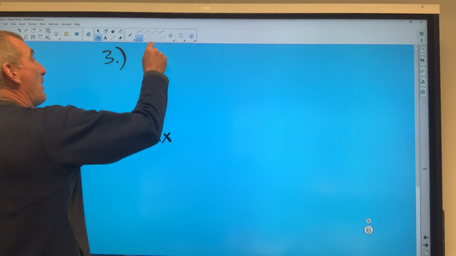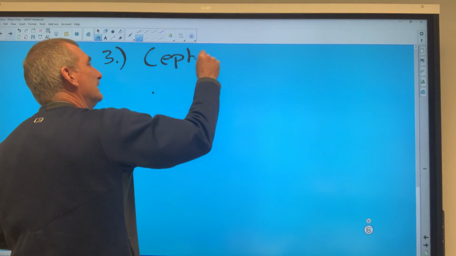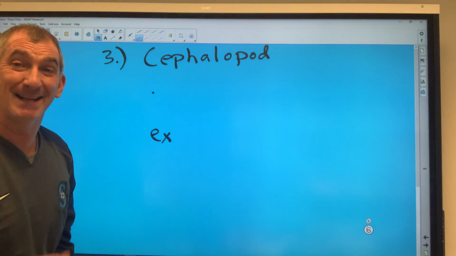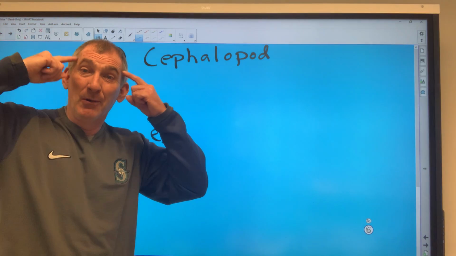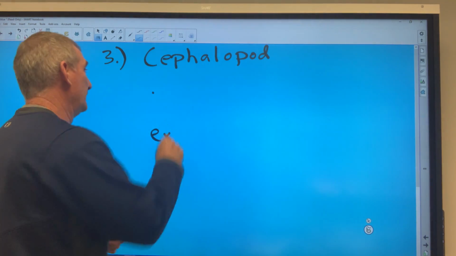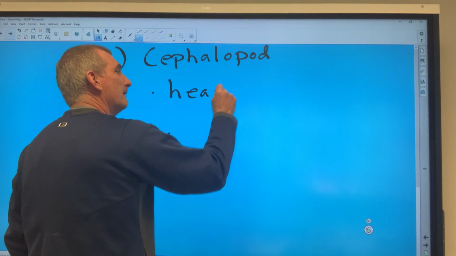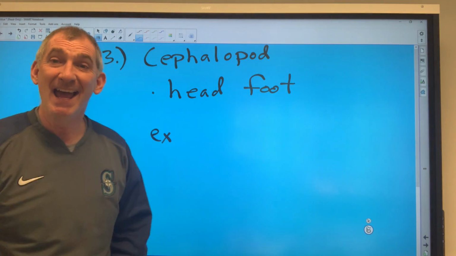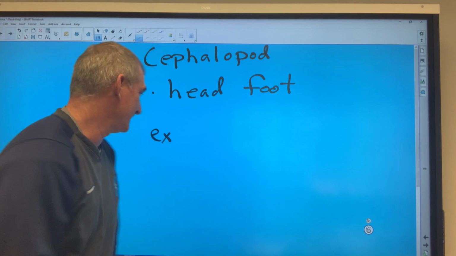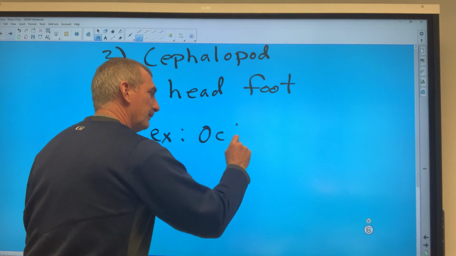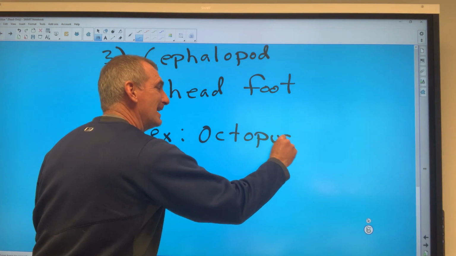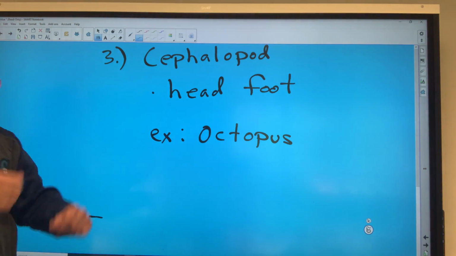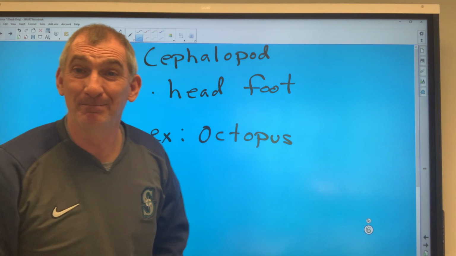The third type of mollusk is a cephalopod. I know what you're going to do. You're going to think about what is cephalo. Cephalo is head. Pod is foot. A mollusk that uses its head as if it's its foot? Yes, the octopus. The way the octopus moves, it fills its head up with water, squeezes it out, and it moves by jet propulsion.